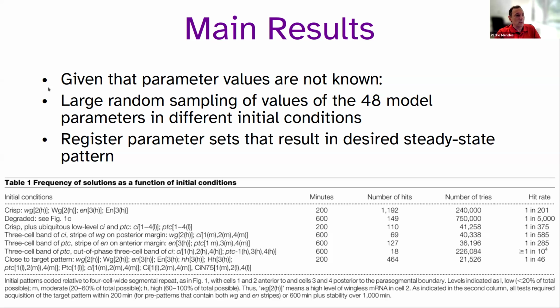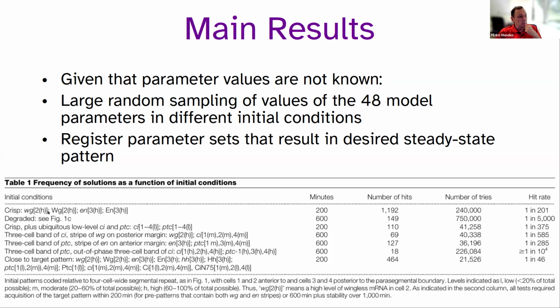We're just going to do a very large random sampling of all 48 parameters of the model and initial conditions, and then find out what proportion of them end up with the pattern that we want, that is the correct pattern observed in Drosophila eggs. And they did those samplings with different sets of initial conditions, as you could see here.